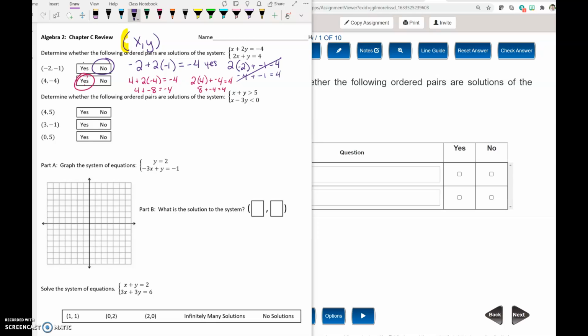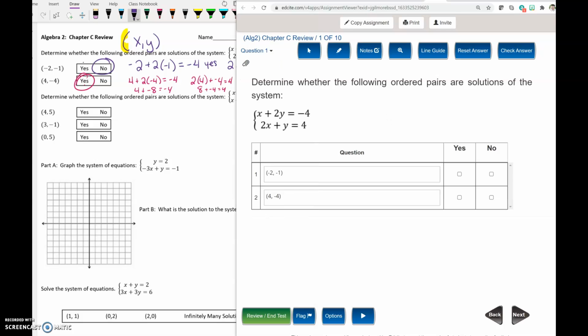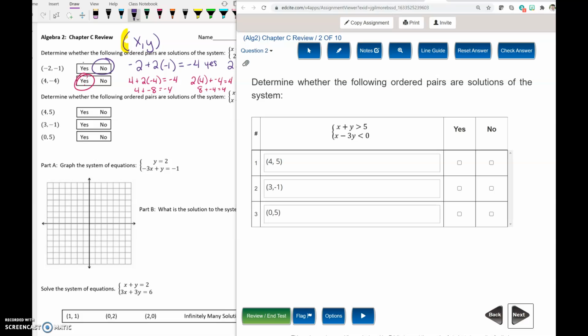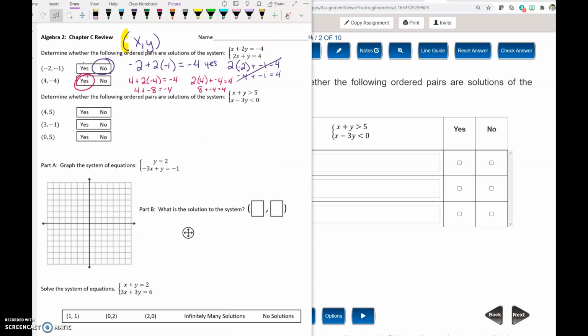We're doing the same thing in the next problem. This time we're looking at if the ordered pair is a solution to the inequalities. So it needs to work in both inequalities. If you're doing this on EdSite, this is a simple click yes or no, and then go to your next question. Same with this one, simple yes or no, click to go to the next question.